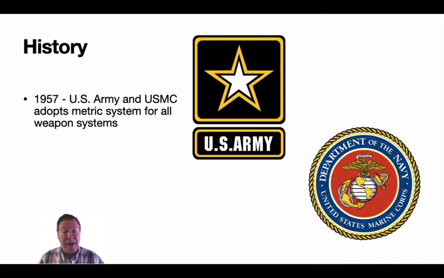Okay. In 1957, both the U.S. Army and the U.S. Marine Corps adopted the metric system for all their weapon systems, which allowed them to interchange with the rest of the world. NATO is what we're talking about, so that they weren't using a .45 caliber while the other people were using a 9mm. All their weapons were interchangeable so that they could work together. And eventually, all the armed services adopted the same thing.